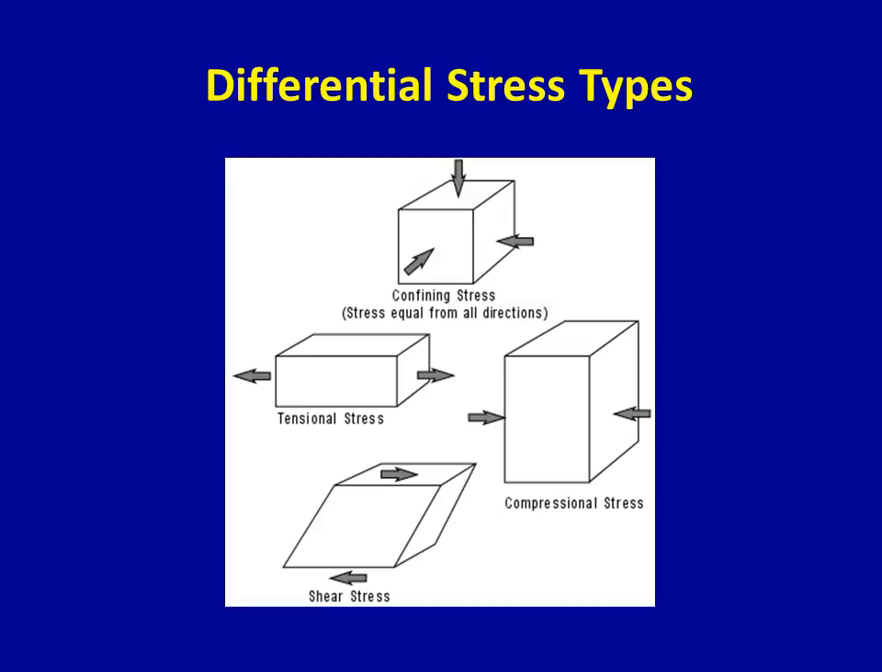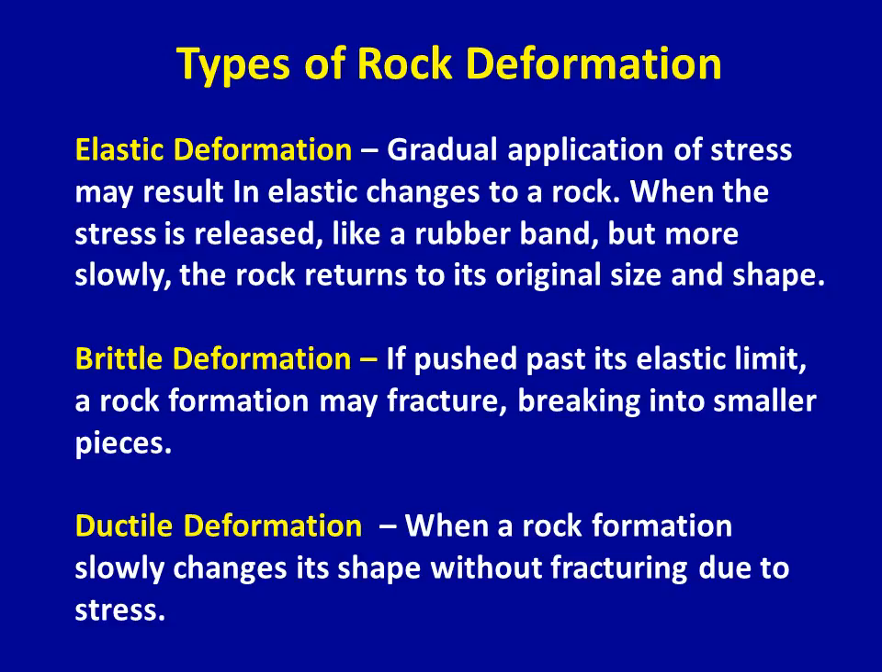Compressional stress is like the confining stress, except that it's only from a certain direction, and so the rock body will tend to expand in the directions where the pressure is not being applied. And then the shear stress, you can see how that causes the rock body to warp. And if you look at a lot of geologic formations, especially metamorphic rocks, you'll see that shear stress effect.